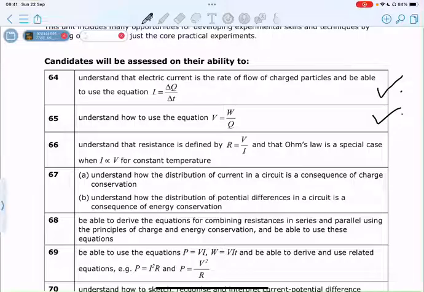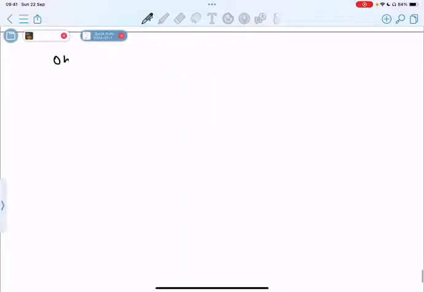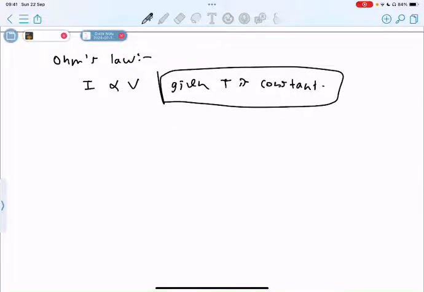Okay, Ohm's law. What is Ohm's law? Ohm's law states that for an ohmic conductor, current I is directly proportional to the potential difference across it, given that temperature T is constant. Okay, that's what you have to know there. If the temperature is not constant, then Ohm's law for an ohmic conductor does not apply. So Ohm's law only applies when T is constant, okay?